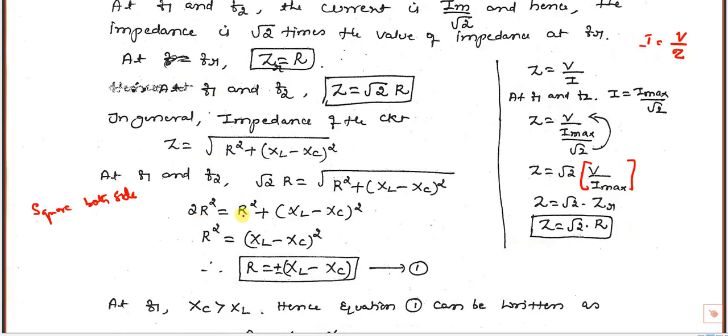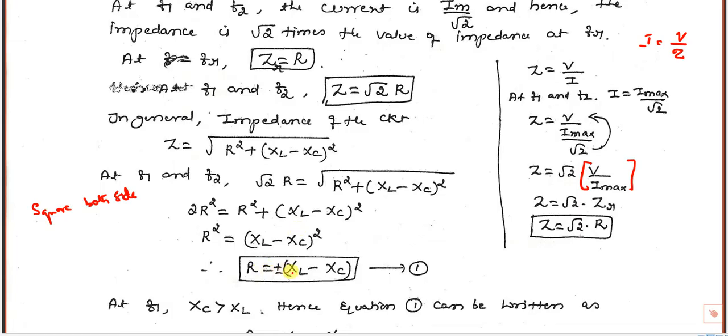Now we have 2R square on the left side and 1R square on the right side. If you bring this R square to the left side, 2R square minus R square is R square, and on the right we are left with XL minus XC whole square. So R square is equal to XL minus XC whole square. Therefore R is equal to, if you take a root of this, plus or minus (XL minus XC). This is a very important step for the derivation of f1 and f2.